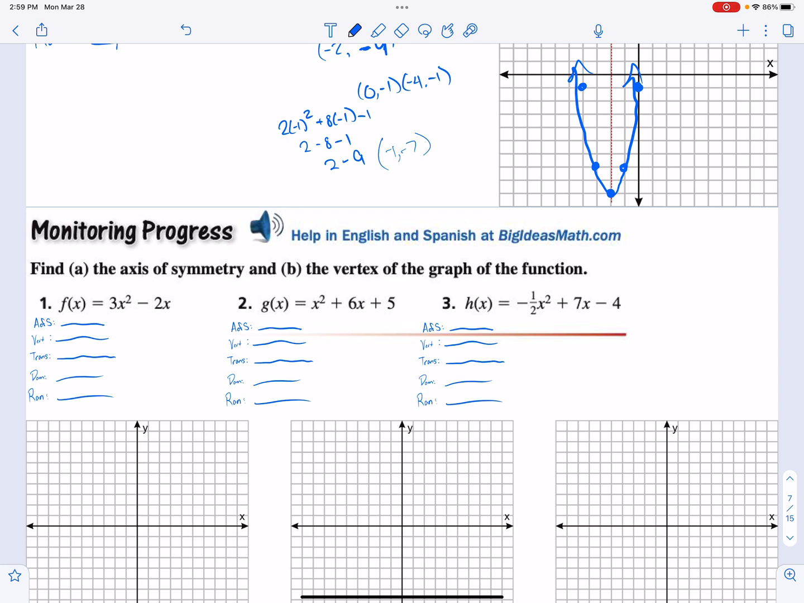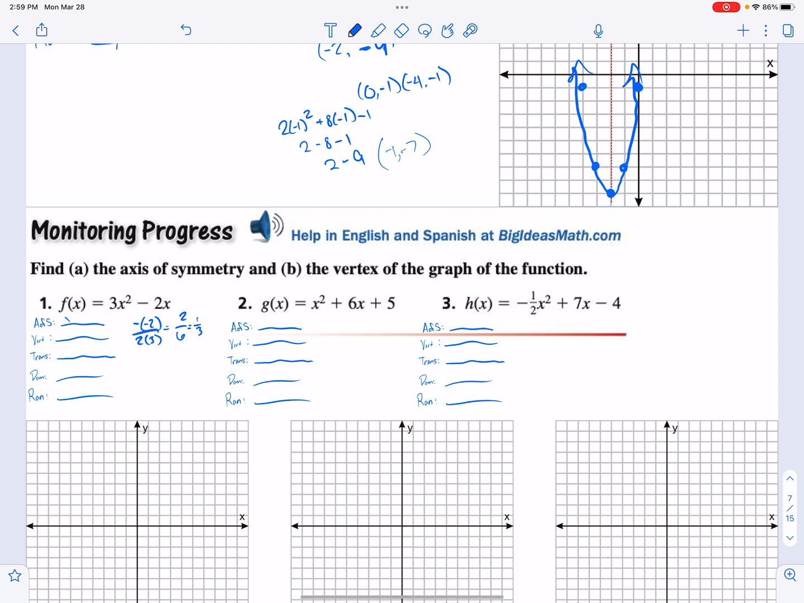So on the first one, we're going to do -b over 2a. So we have -(-2) over 2 times 3. So this is +2 over 6, which is 1/3.